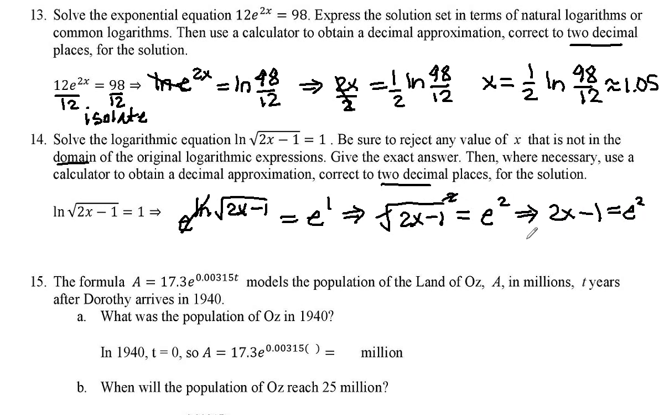Now bring the 1 over as a positive. So 2x is going to equal e squared plus 1. And then divide by 2 on both sides. So these 2's cancel. We've got x left is (e squared plus 1) over 2. And then you can enter that into your calculator and get the approximation.